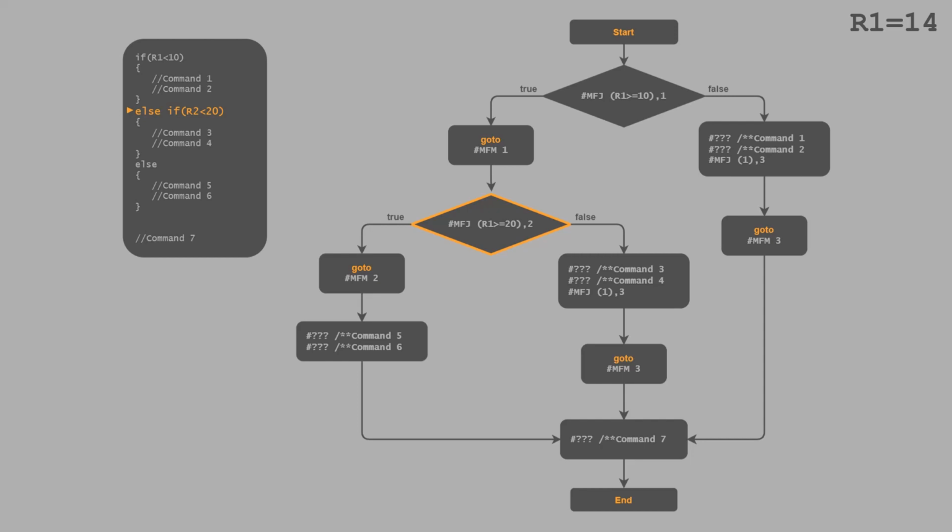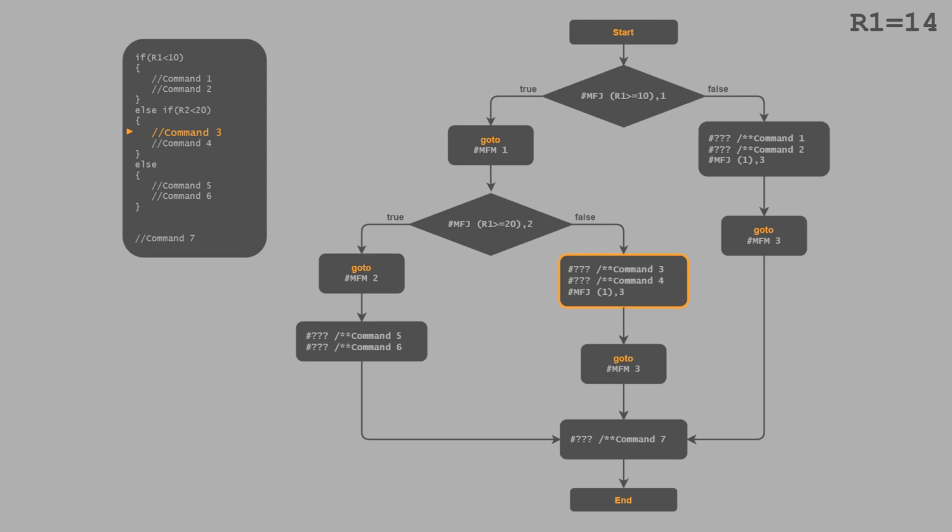Next, we want to check if the register value is less than 20. Again, we use the jump command mfj. We have to skip the next lines up to jump marker 2 if the value of the register is greater or equal to 20. This time, the jump condition is not fulfilled. We therefore execute all the following command lines.